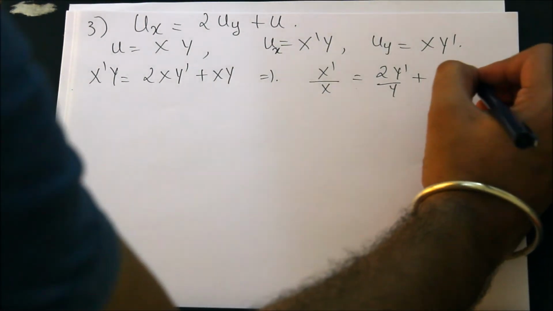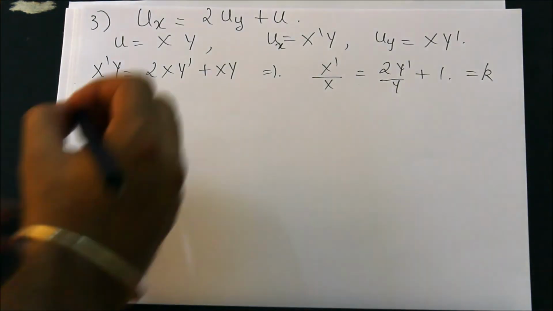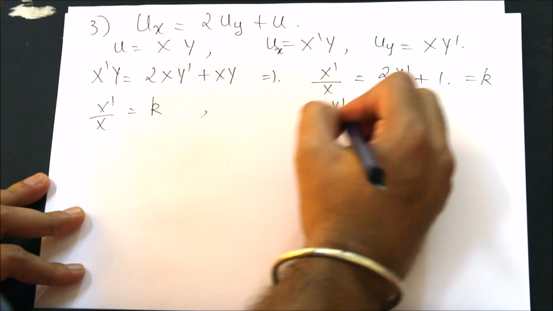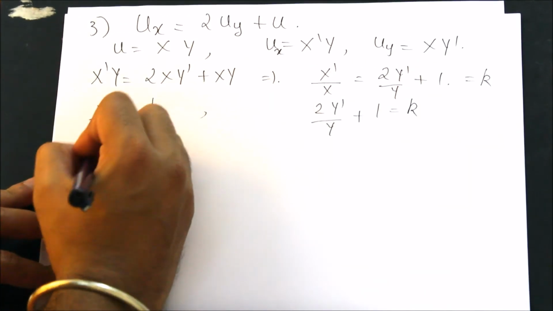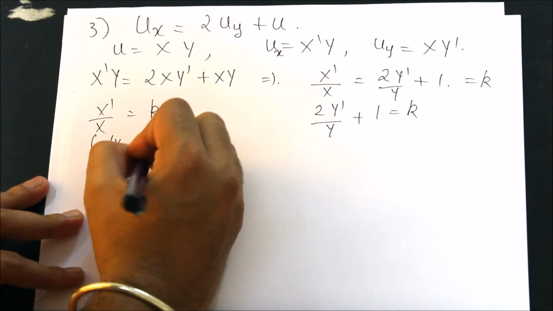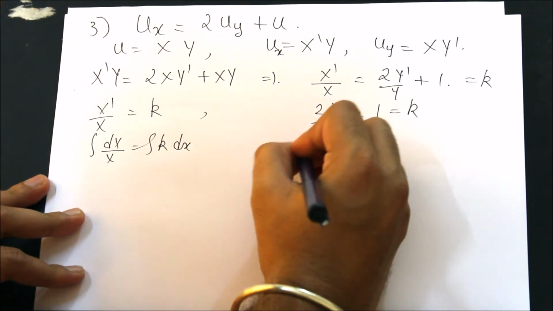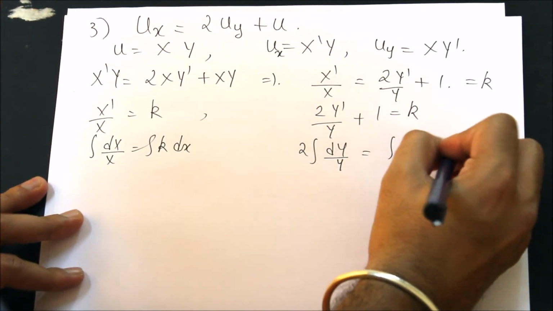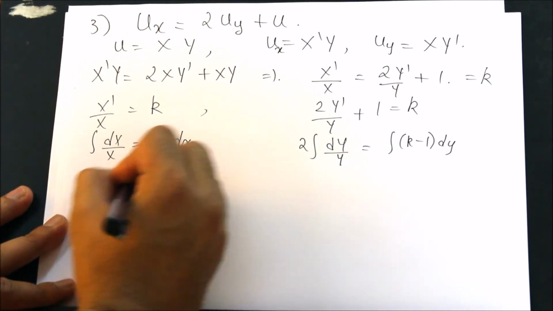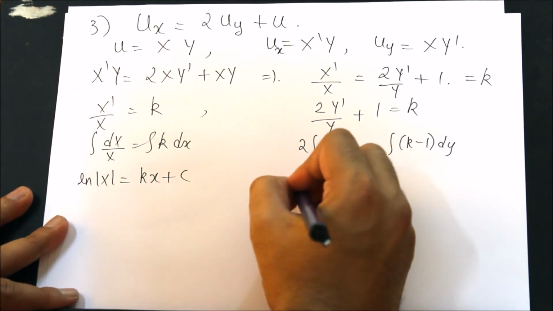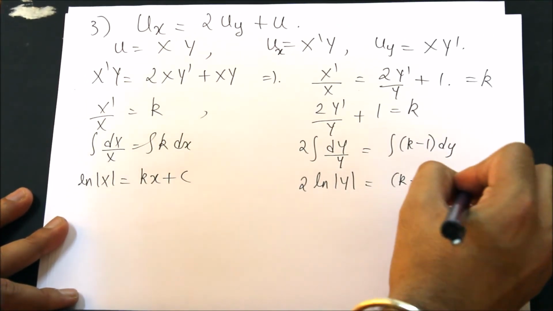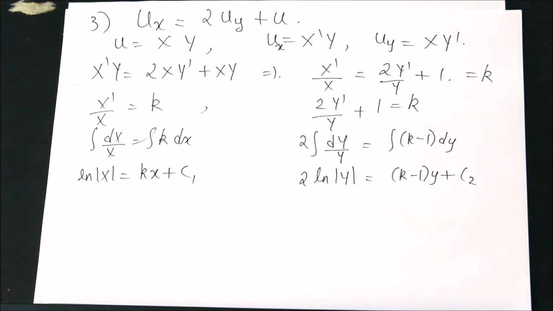Now again this is a function of x, this is a function of y, so it has to be constant. Let me call that constant k. So what do I have? I have X' upon X equal to k, and 2Y' upon Y plus 1 equal to k. So this is integration of dX upon X equal to integration of k dx, and integration 2 dy upon Y is equal to integration of k minus 1 dy. This is ln of mod X equal to kx plus c, and this is 2 ln of mod Y equal to (k minus 1)y. Let me call the constants c1 and c2.